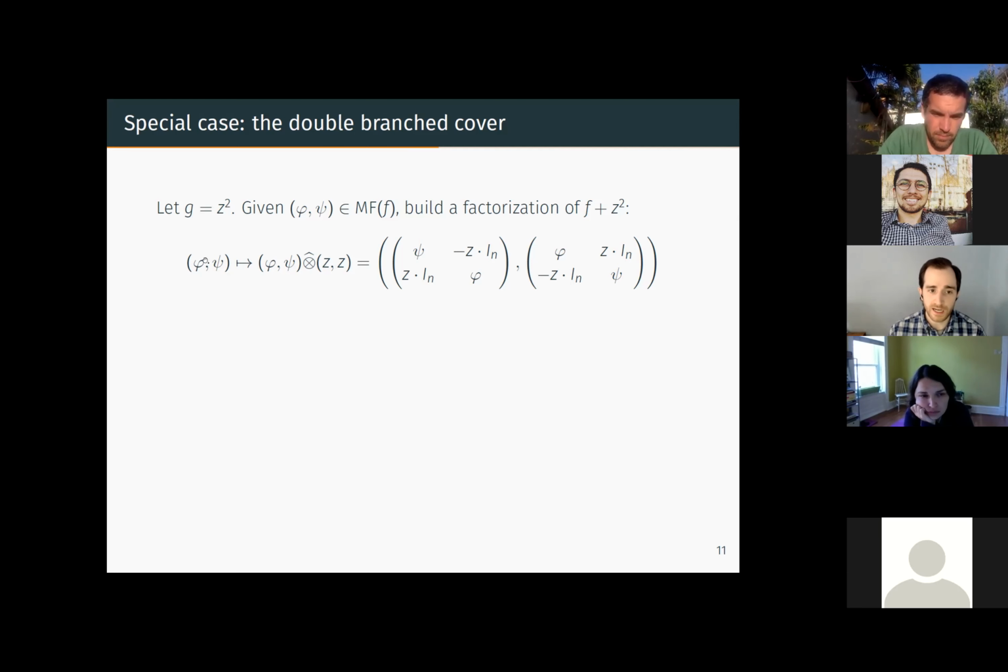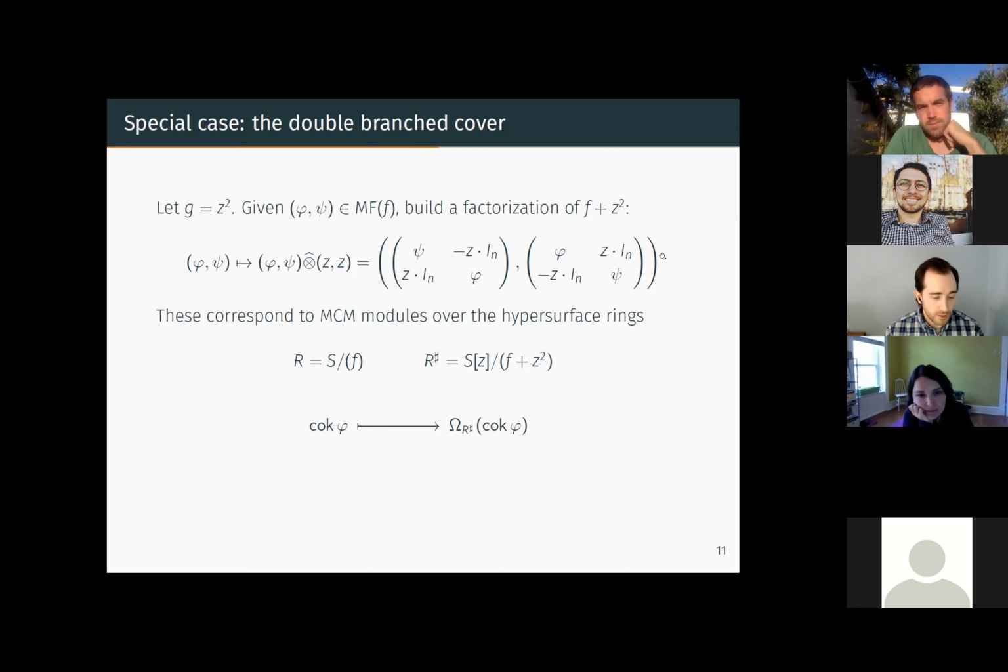If we have phi, psi as a matrix factorization of f, then I can tensor with the only interesting matrix factorization of z squared, which is z, z. This is the formula that you will get. And so this is giving us a nice machine to go from matrix factorizations of f to f plus z squared. This new polynomial that is related to f, but has this new term added on, is the essence of Knörrer's results.